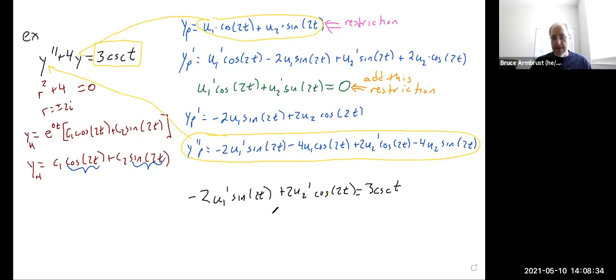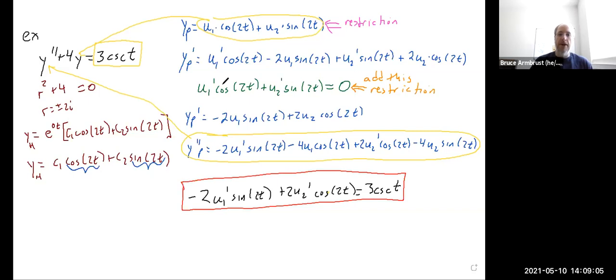So if you look at this, you just kind of see what's going on here. This tells us something about u1 and u2. Its derivatives have to be such that when I put it into this, I get 3 cosecant of t. All right. Well, let me draw your attention. I mean, we already have that, so put a little box around that because that's going to be important.